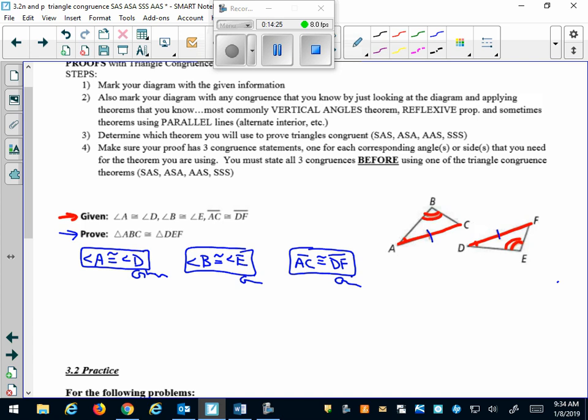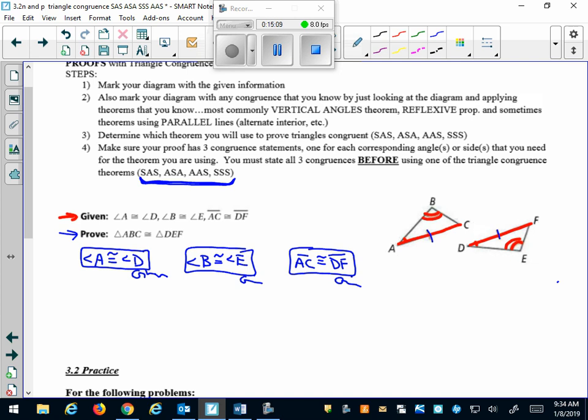So with triangle proofs, what you want to do is think about the possible reasons that triangles could be congruent to each other. And they are the postulates and theorems that we just learned on the previous page. SSS, SAS, ASA, and AAS. Those are the four, so far, the four possible ways to prove triangles congruent. So when we look at our diagram that we just marked from our givens in this proof, which one of those do you think we're going to use here?